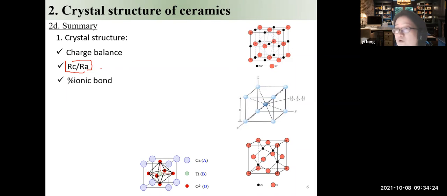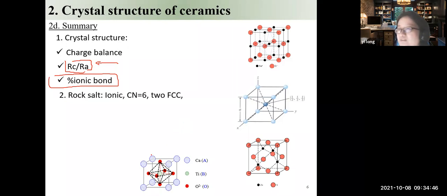There is also a special thing here, which is the ionic bond. RC over RA determines the CN only if your bond is very ionic. Once you have a little bit more covalent character, that RC over RA table you cannot use anymore.